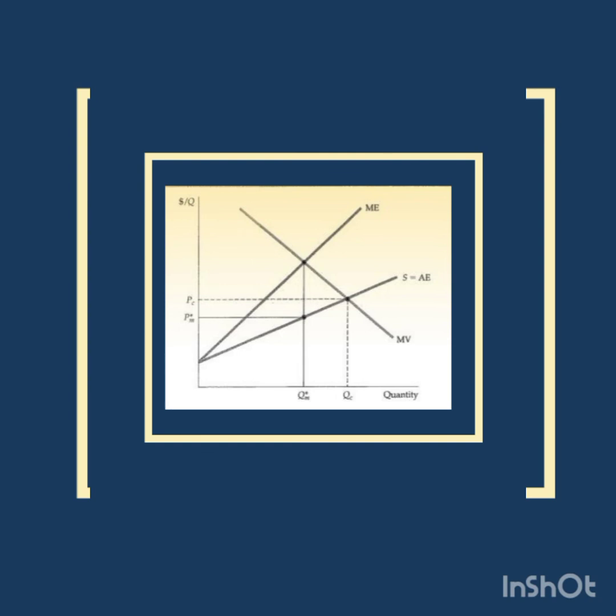The monopsonist purchases up to the point where marginal expenditure intersects marginal value. Marginal expenditure exceeds average expenditure so that marginal value exceeds price.